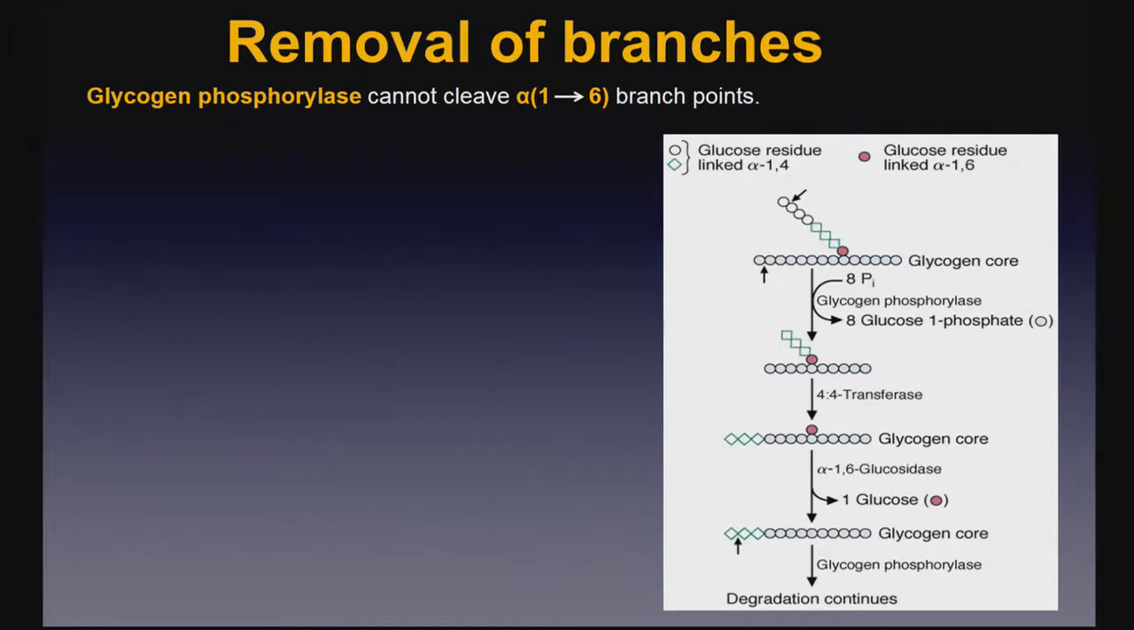What that transferase does is pick up the 3 glucose here, and put them behind this one that is behind here. So you have a long chain now. Everybody see that? You pick up the 3 glucose and attach them behind here. That is the function of the 4:4 transferase.